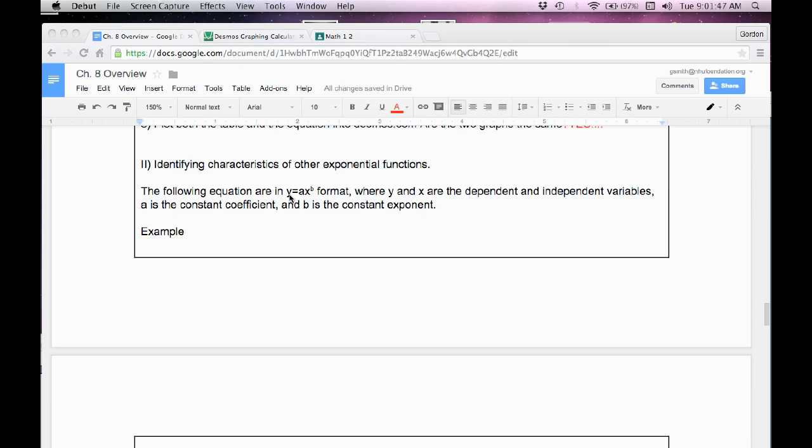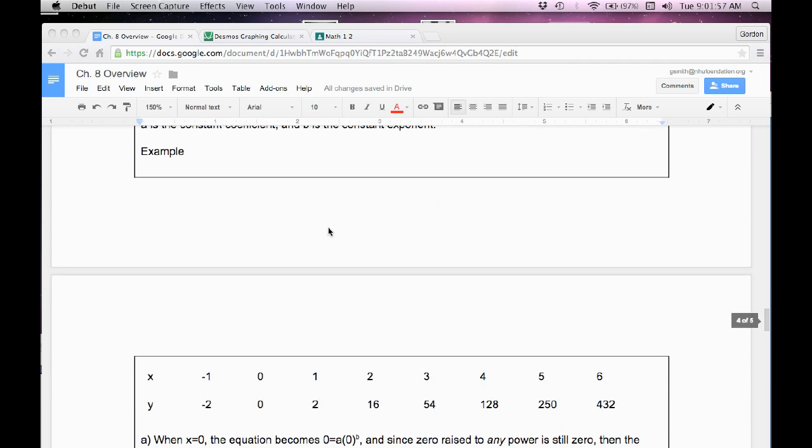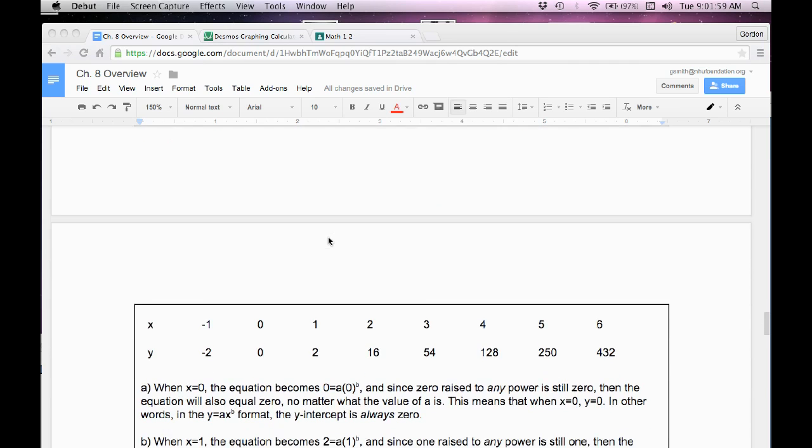X is a variable, and when x changes, y changes along with it. That's what it means for x to be independent and y to be dependent, because whatever x is, that's what causes y to change. Okay, so here we go.